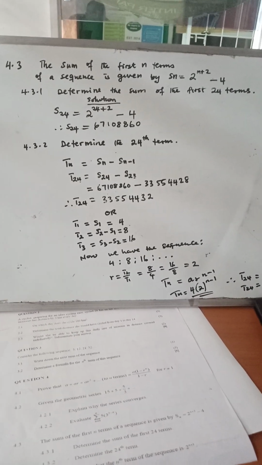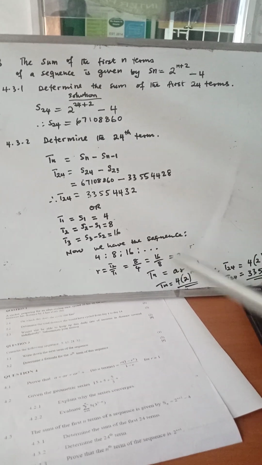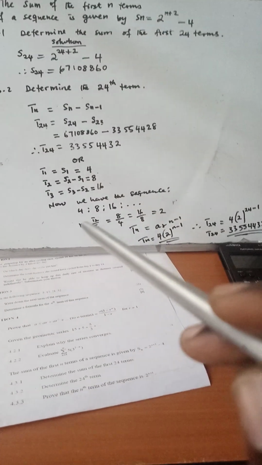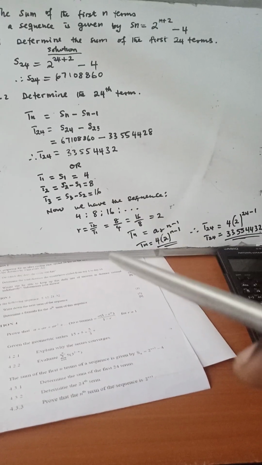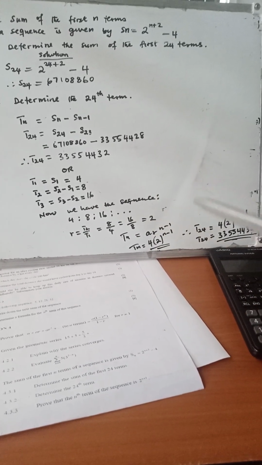Now that we have the sequence 4, 8, 16, we write our sequence. We see that this is not an arithmetic sequence. This is a geometric sequence. So you calculate your R. T2 over T1 is the same as T3 over T2, which gives us 2. R is equal to 2.